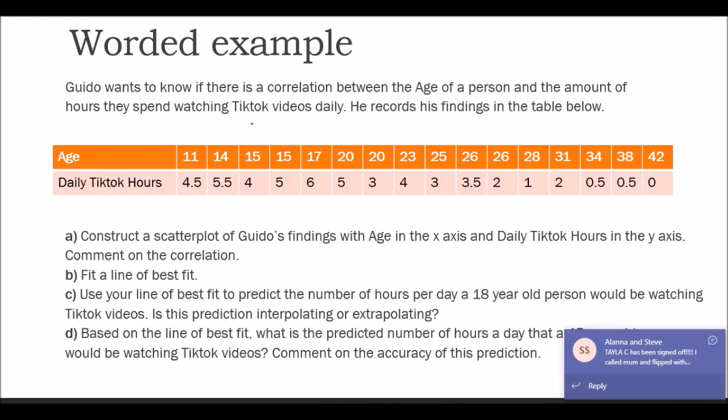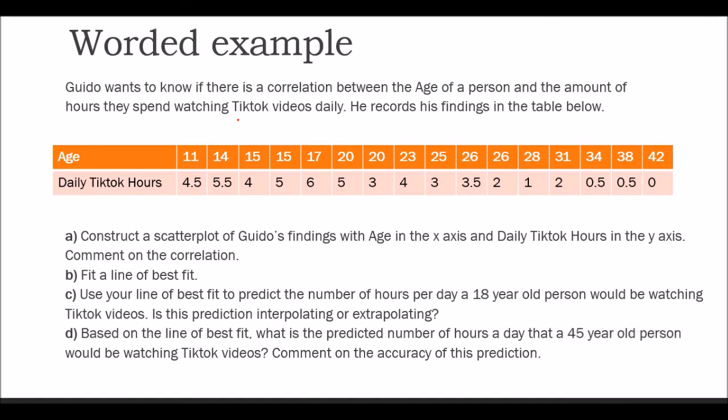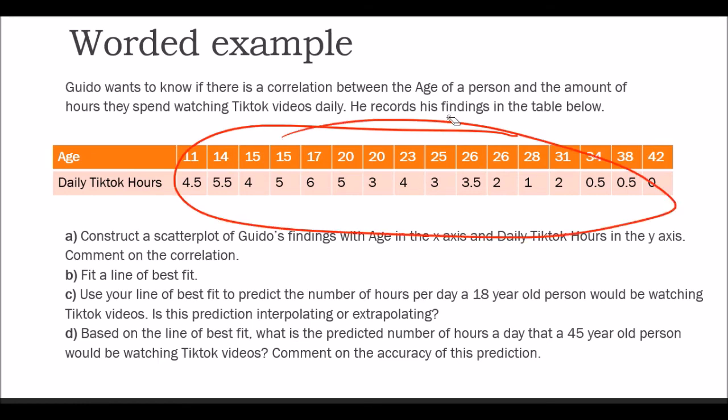All right, so here's an exact example. Guido wants to know if there's some sort of connection. Remember, that's what correlation means. Connection between the age of a person and the amount of hours they spend watching TikTok. Because there probably is. He records his findings in the table below. So here's a table of all the data.